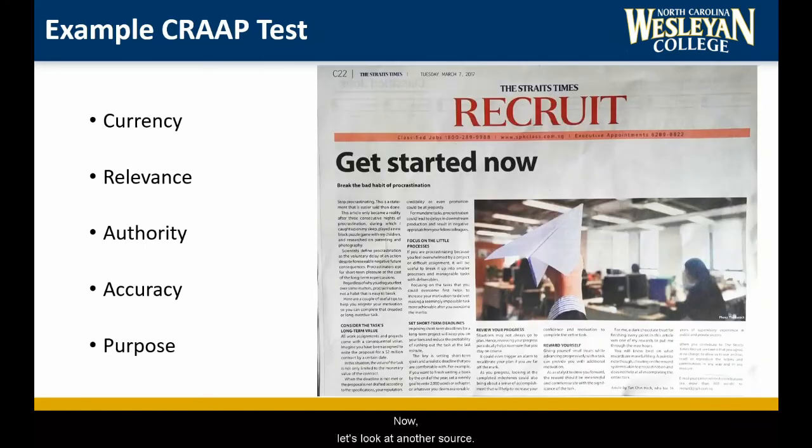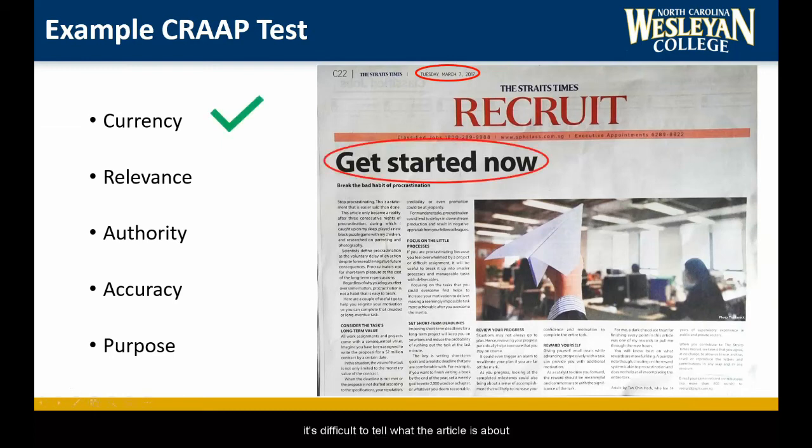Now let's look at another source. This article was written in 2017, so it's a little older. However, our topic, procrastination in college, spans a large time frame, so we can still conclude that it's current. Looking at the title, it's difficult to tell what the article is about, but if we read the subtitle and then the first few paragraphs, it's clear that this does cover procrastination. While it doesn't speak directly about college students, the general information about the topic could still be relevant. Let's not count it out yet.